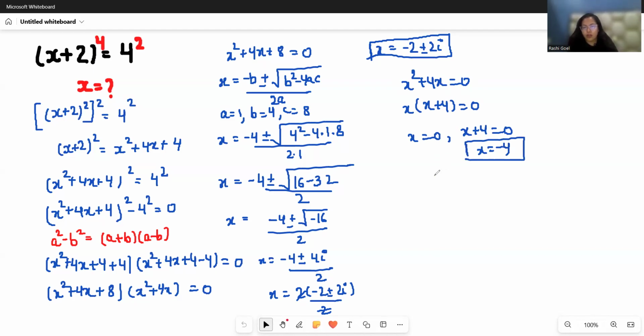So what are the four values of x? x1 is minus 2 plus 2 iota. x2 is minus 2 minus 2 iota. x3 is 0 and x4 is minus 4. I hope it's clear and you find it useful.